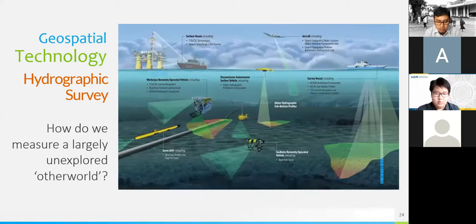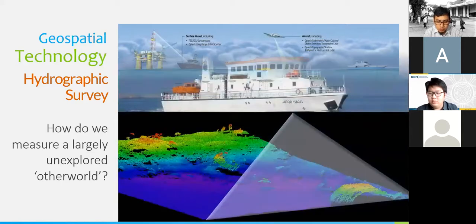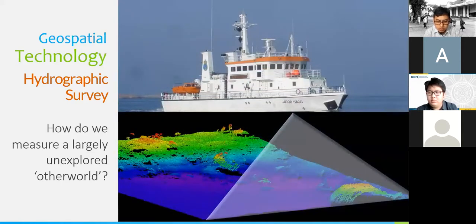And as Pak Andi mentioned in one of his explanations, this is a very vast ocean. And our technology is still very limited, and we are only able to obtain a small part of the ocean at a time. And this is still a long way to go. And the principle is basically the same as LiDAR that you saw earlier. We beam some kind of a wavelength to the floor, to the bottom of the sea, and then we get a picture of what is underlying in the bottom of the sea.